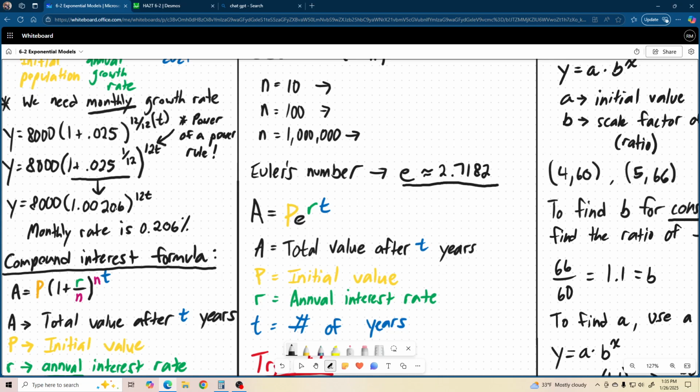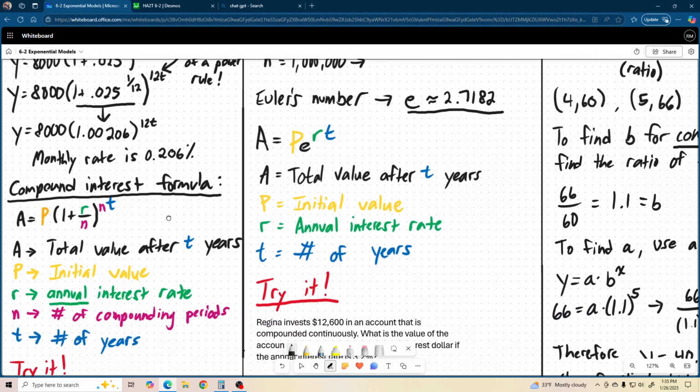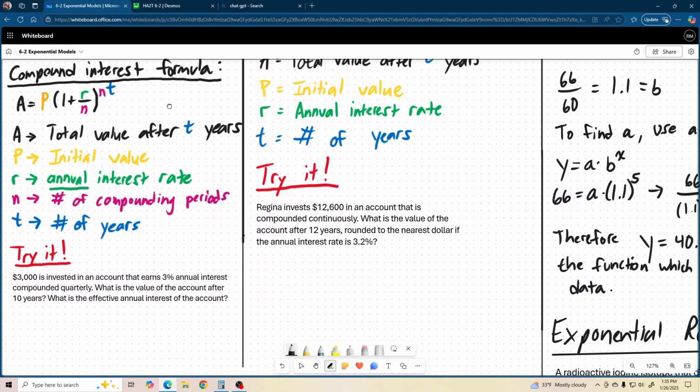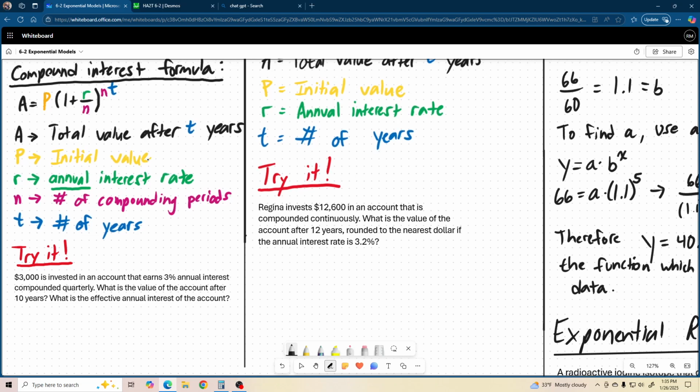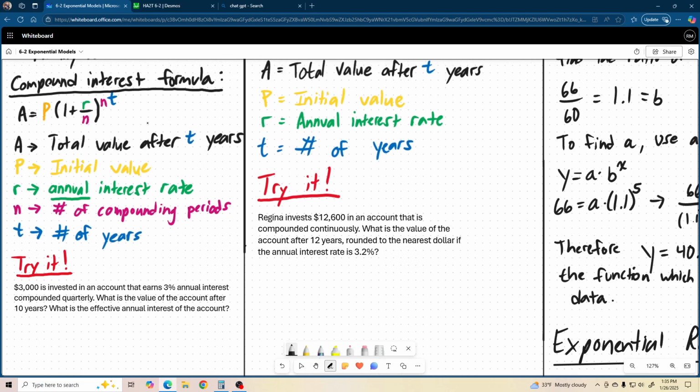Now, I know what you're thinking. I don't want to do this every single time I have a math problem and it asks me to compound at a rate less than 1 year, right? That would be kind of annoying to do. So I went ahead and wrote out this formula for you. This isn't my formula. This is a formula that's been known forever. But this is the formula for compound interest.